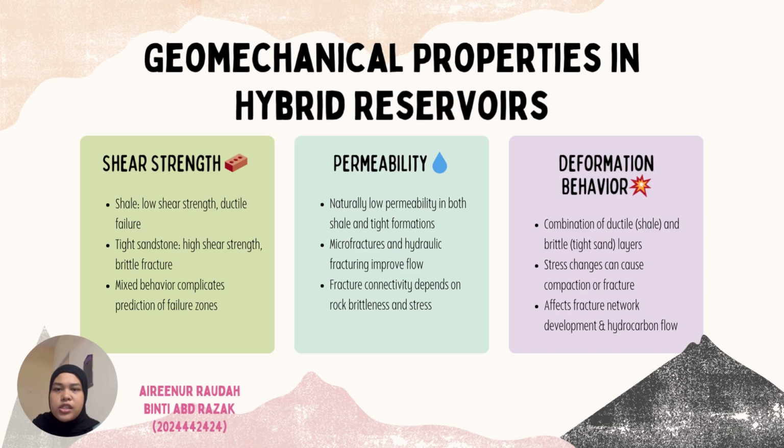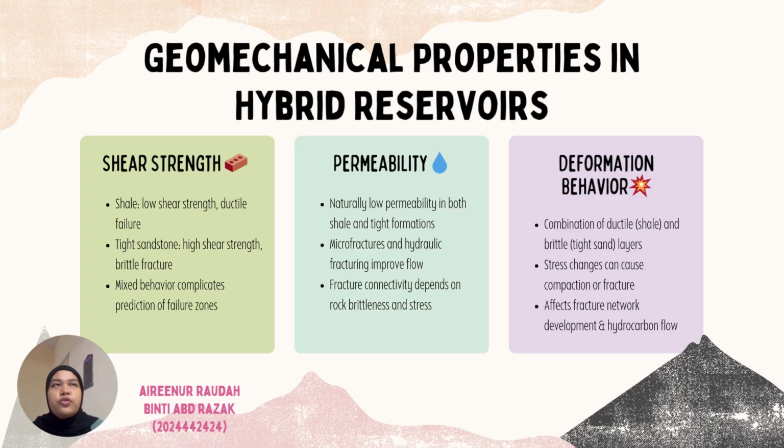In a hybrid reservoir, shale usually has low shear strength and behaves in a ductile or flexible way, meaning it bends or deforms rather than cracking. The tight sandstone is the opposite. It has high shear strength and tends to break in a brittle manner. Because both rock types are present together, predicting where and how fractures will occur becomes more difficult. This mixed behavior adds complexity to designing safe and effective drilling operations.